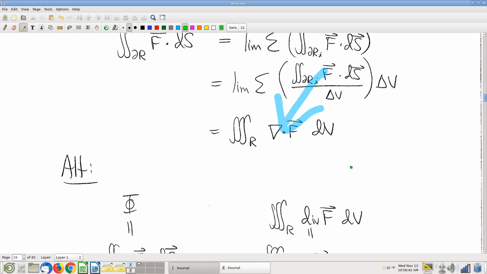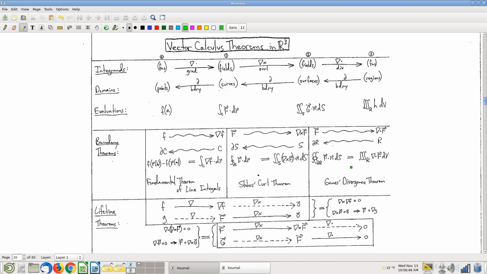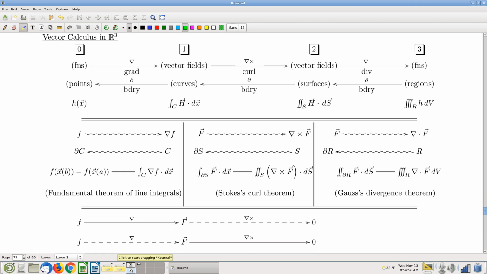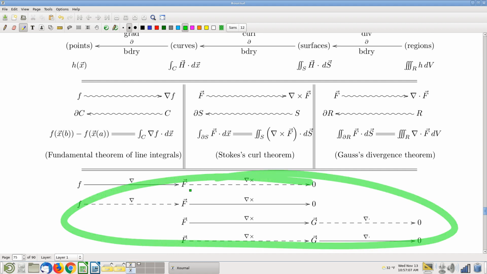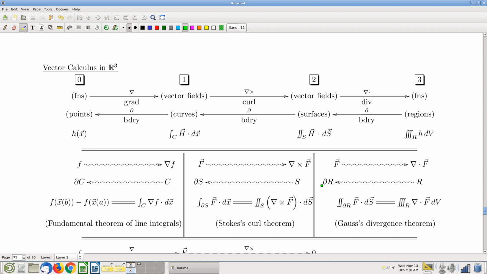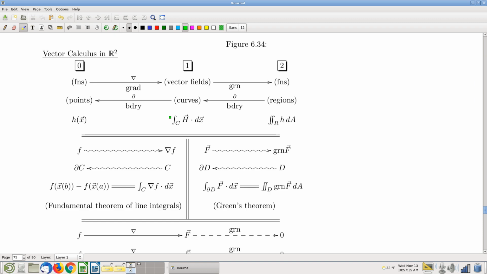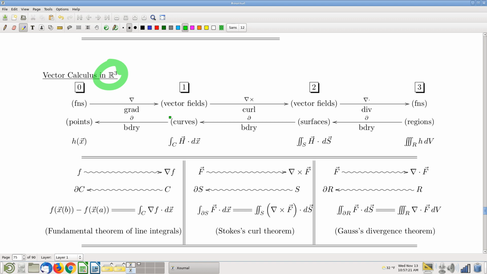So let's see, where were we? Right. Let me remind you, we have these diagrams. We've seen these diagrams before. And by the way, I'm going to flip over, I have a better version of that diagram. I went ahead and made it look pretty, typed it up. It's the same diagram. There are the lifetime theorems that we talked briefly about, but we don't need to talk about those right now. So this is our R3 diagram. By the way, there is also the two-dimensional diagram with Green's theorem and the fundamental theorem of line integrals. Again, we're not talking about that right now.